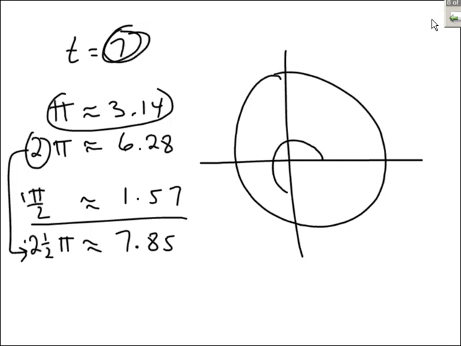Well, 2 pi would bring me all the way around, and another half pi would bring me up to there. But I'm not supposed to go that much. I'm supposed to go more than 2 pi, but less than 2.5 pi. So I'll stop right there, somewhere in the middle. There it is. This angle is 7 radians. It's understood to be 7 radians.